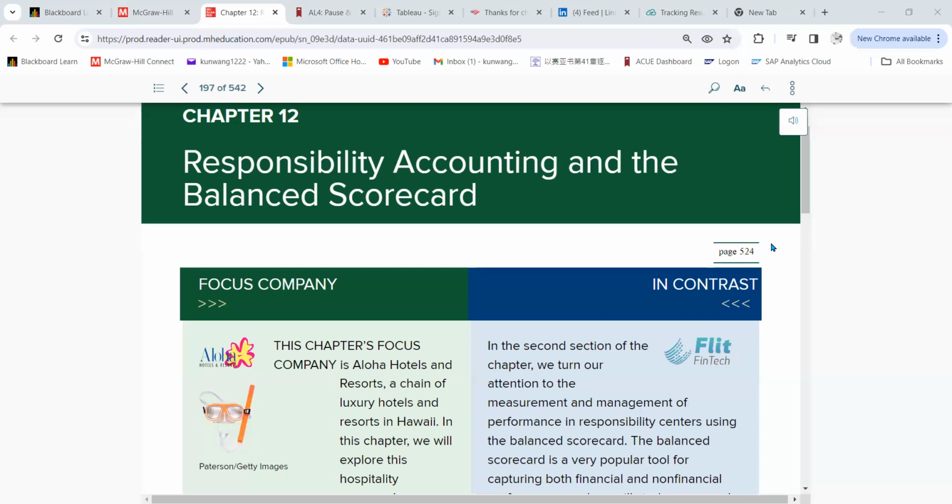So you can see the title, responsibility accounting and the balanced scorecard. Responsibility accounting, we developed this management accounting idea with decentralization. The development of the organization has been becoming larger and larger, like the global conglomerates.